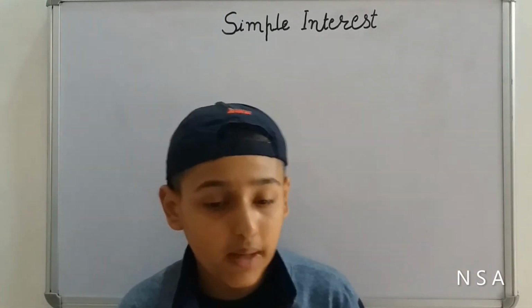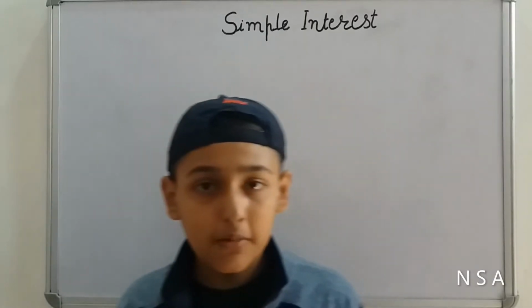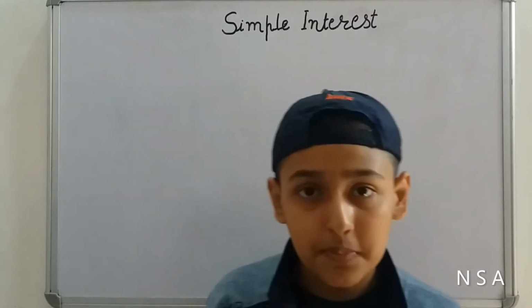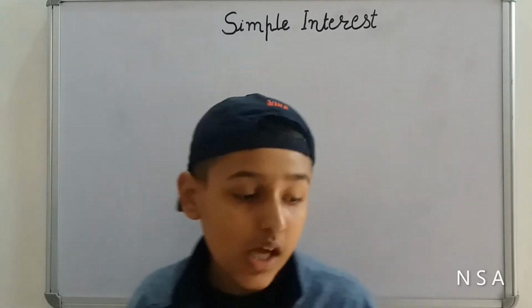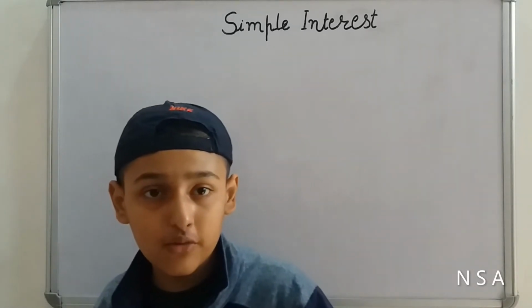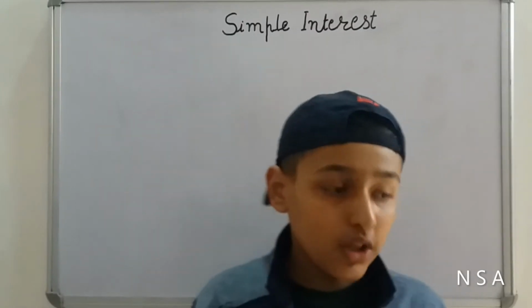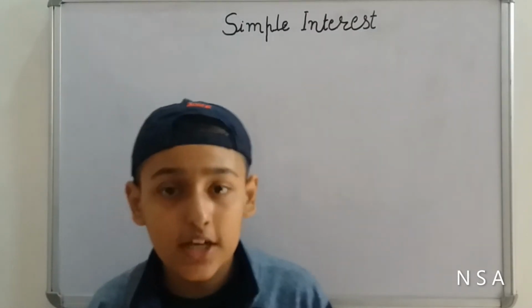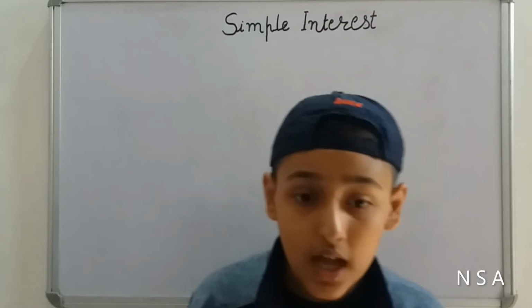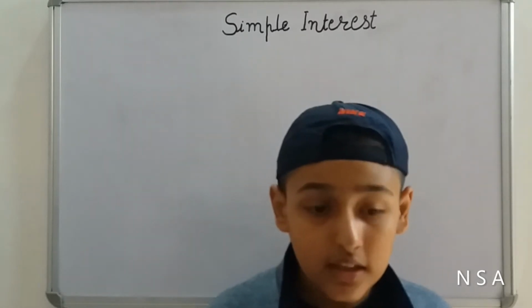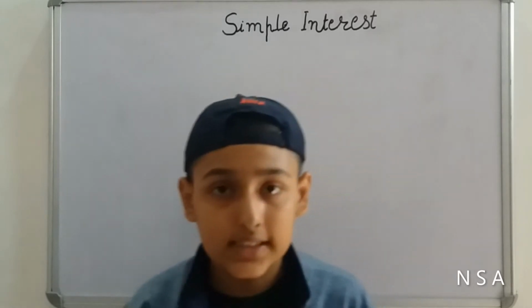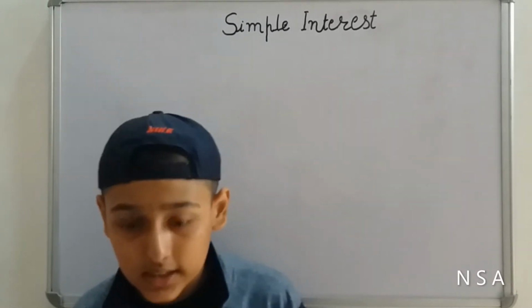Let's take an example. I deposit 500 rupees for 2 months, and after 2 months I got 550 rupees. The amount 50 is here our interest and 500 is our principal. I give 500 rupees and I got 550. The 50 which I got extra money is known as interest.